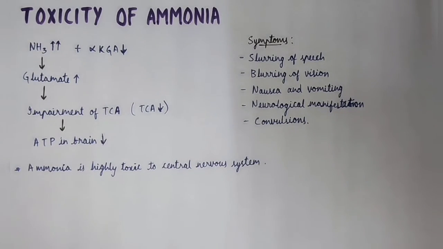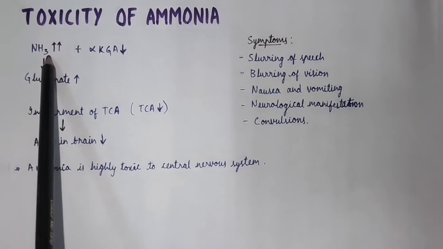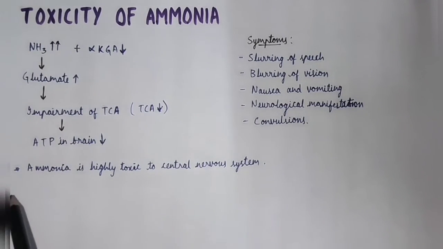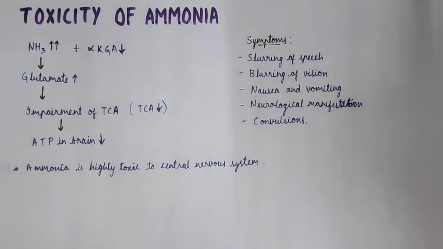Toxicity of ammonia. Normally, the liver has to eliminate ammonia through the urea cycle. When the formation of ammonia is more than the capacity of the liver to eliminate, then it may lead to ammonia toxicity. Or in the case of liver diseases like hepatic cirrhosis, ammonia gets built up when the liver can't eliminate it properly.